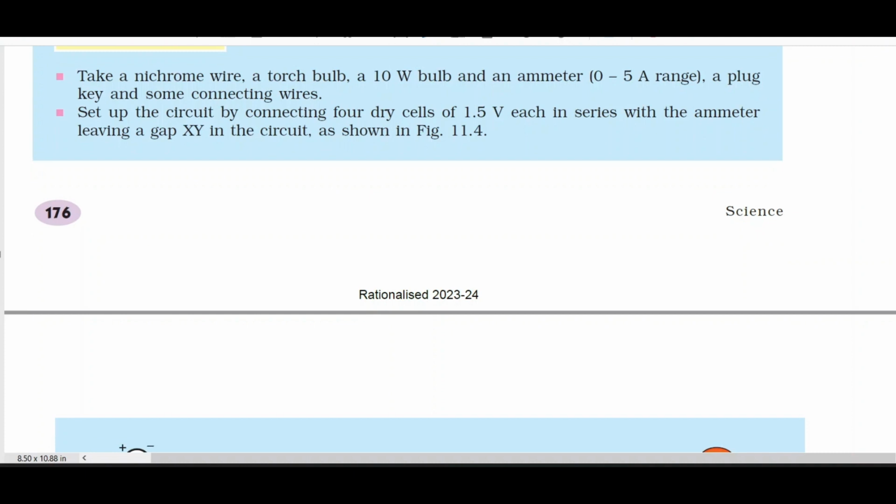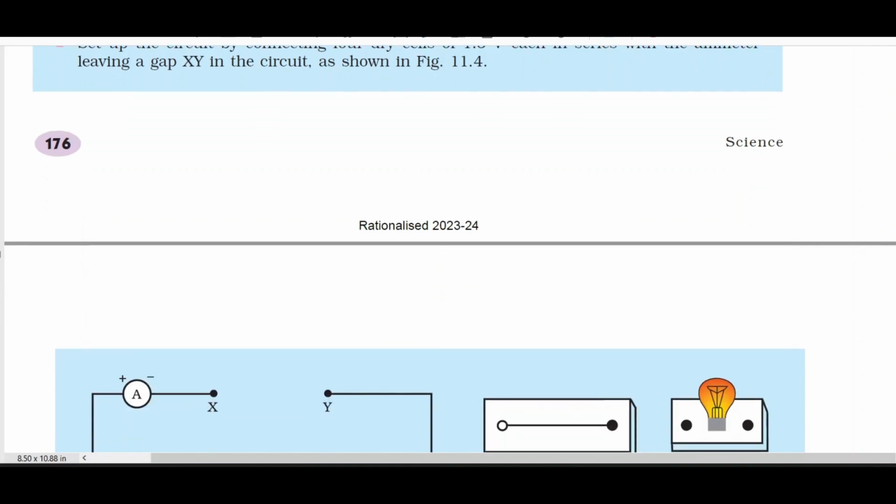So let's take a nichrome wire, a torch bulb, a 10-watt bulb, an ammeter which has a range of 0 to 5 ampere. मैंने अभी आपको ammeter दिखाया था जिसकी range 0 to 5 ही थी. A plug key and some connecting wires. Set up the circuit by connecting 4 dry cells of 1.5 volt each in series with the ammeter, leaving a gap XY in the circuit as shown in figure 11.4.